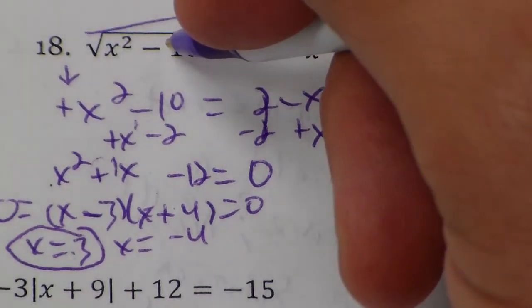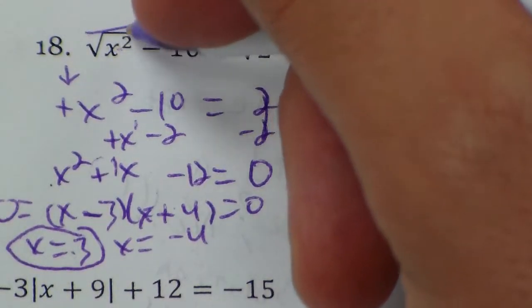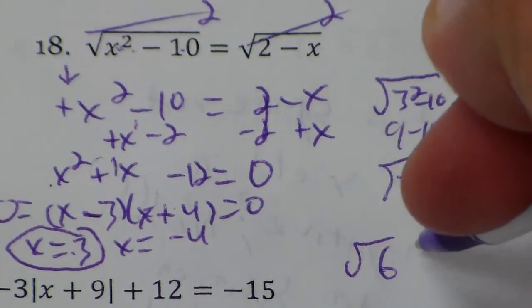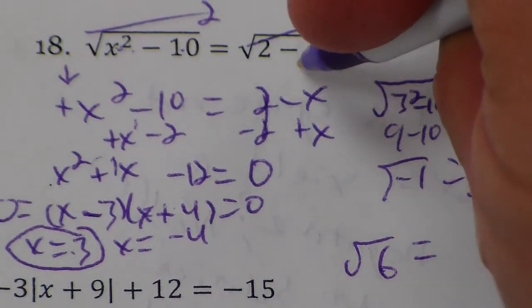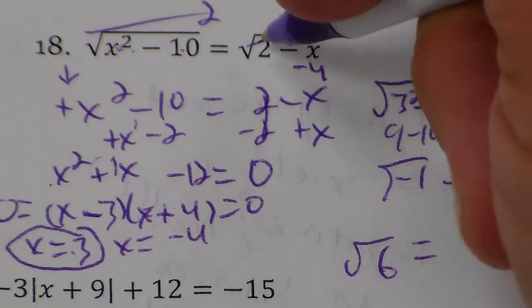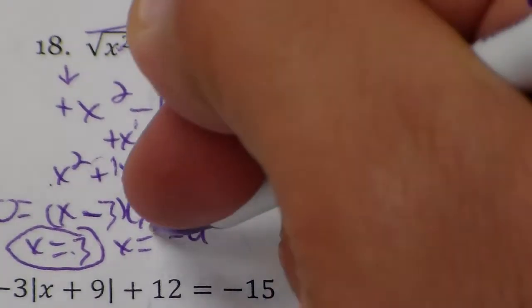Let's try negative 4. Negative 4 in there is squared is 16. 16 minus 10 is 6. We get radical 6 is equal to, plug a negative 4 in there. Negative times negative is a positive 4. 2 plus 4 is 6. So that one also works.